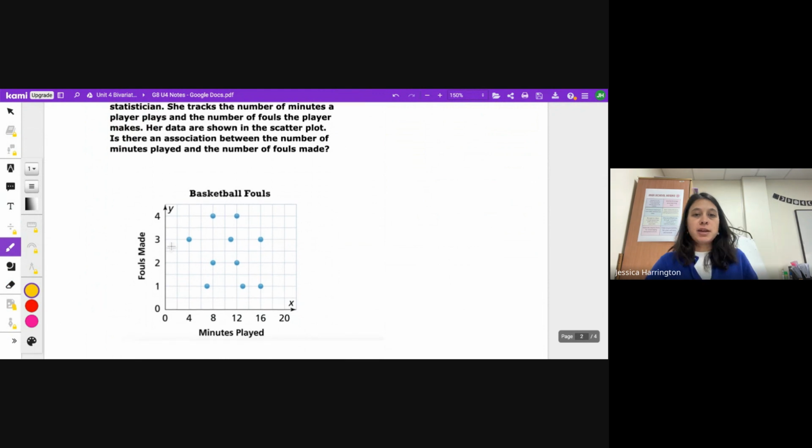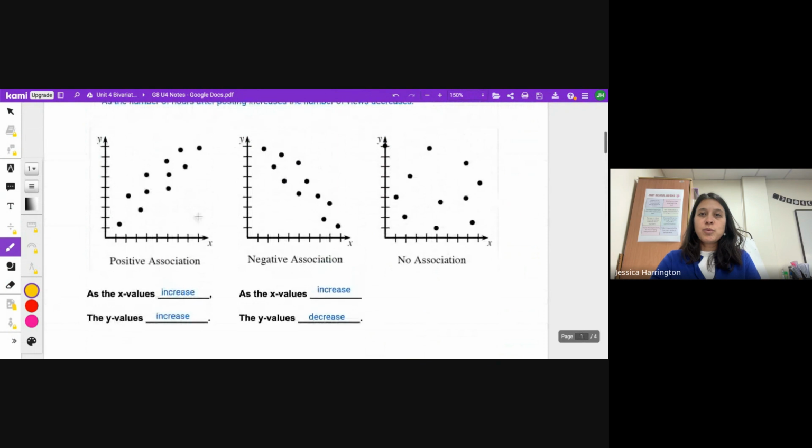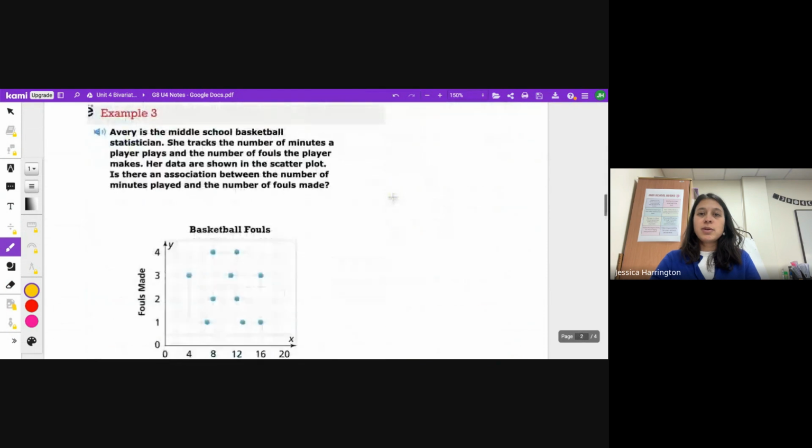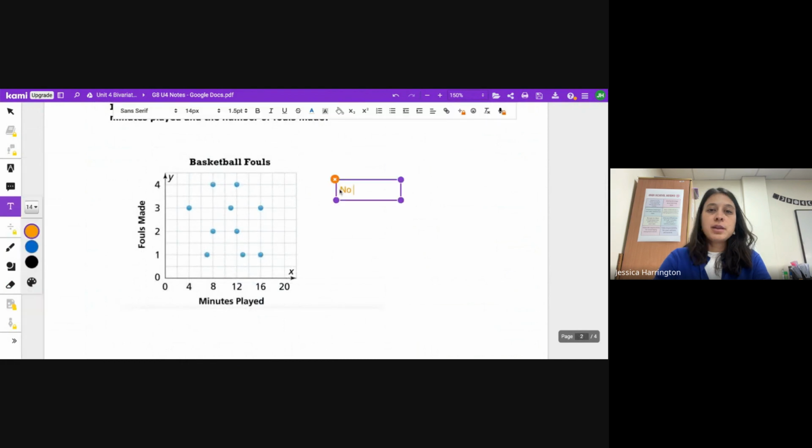So you're looking at this data and we're trying to figure out, is it positive association, negative association, or no association? Take a look at this. When I look at it, I don't see any lines that I could make, so I'm tempted to say no association, but you can go back and check and look at these 3. Which one does it look like most? It definitely looks like this one, right? Dots all over the place. I can't say if the line would be positive or negative. So this is no association.